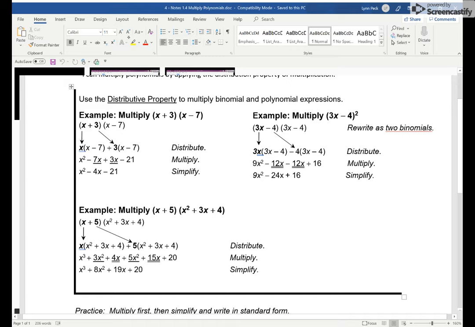M times m is m squared. M times negative 8, negative 8m. Now the negative 8 goes through. Negative 8m, negative 8 times negative 8 is plus 64. Those do not cancel. Negative 8m and negative 8m is negative 16m. And I get m squared minus 16m plus 64 as my final answer there.